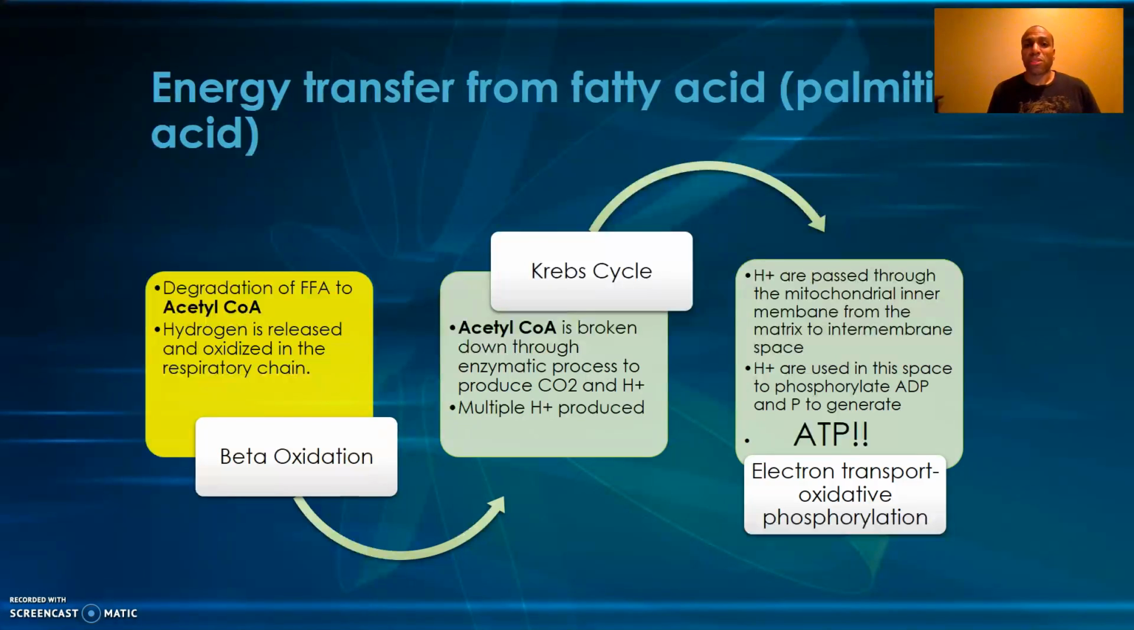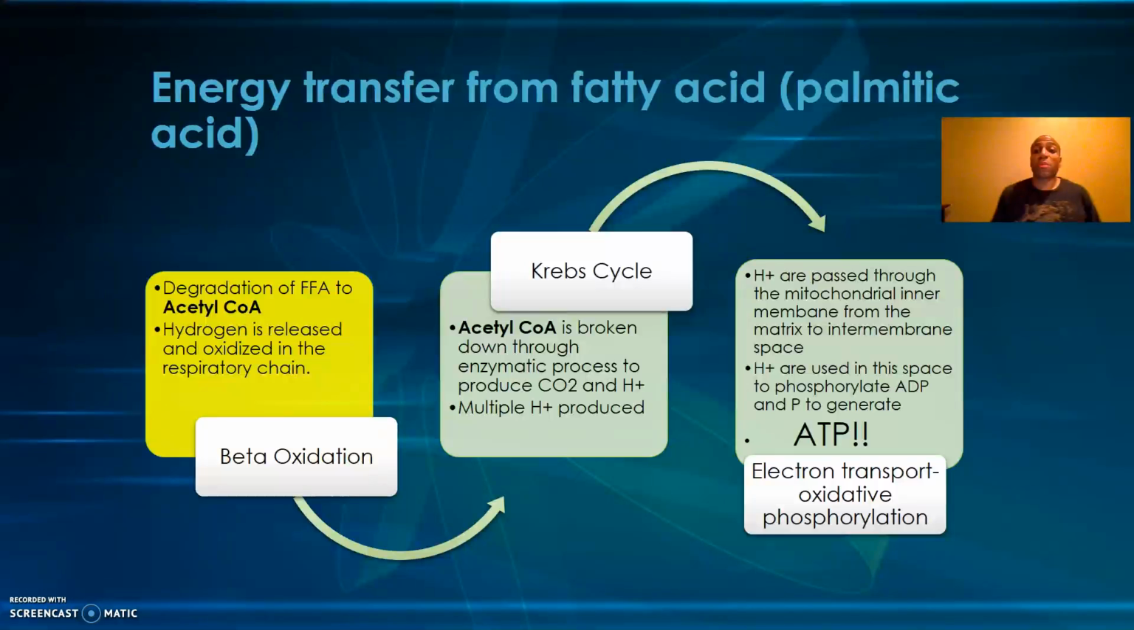And then we move into this middle section, the Krebs cycle, or the citric acid cycle. The acetyl coenzyme A that's produced through the beta oxidation is broken down through an enzymatic process, and it produces carbon dioxide and hydrogen atoms. There are about 10 enzyme processes that go on. The main reason for this Krebs cycle is to produce as many of those hydrogen ions as possible, because those are going to be important in the next phase, which we'll move on to on the right: the electron transport and the oxidative phosphorylation.